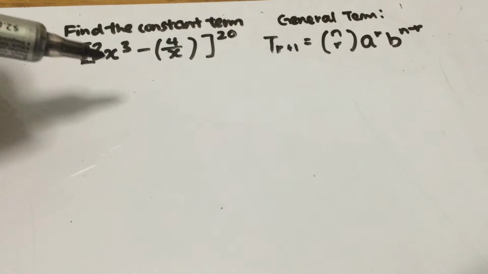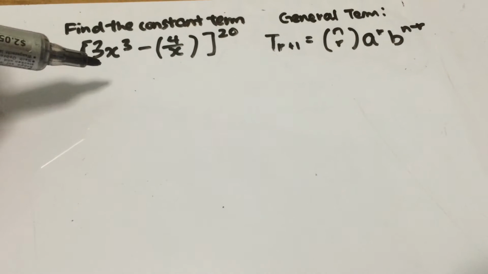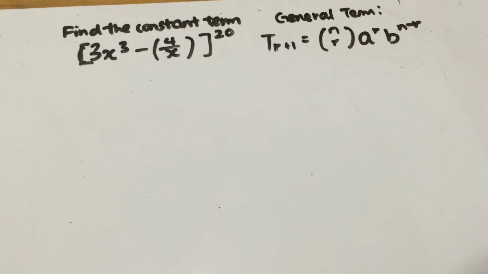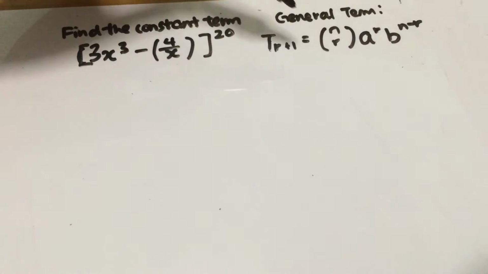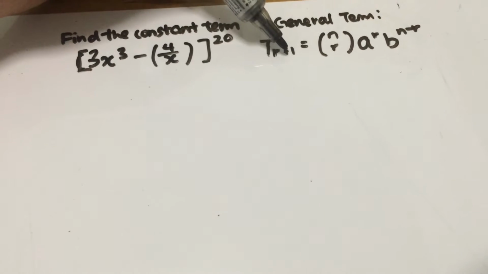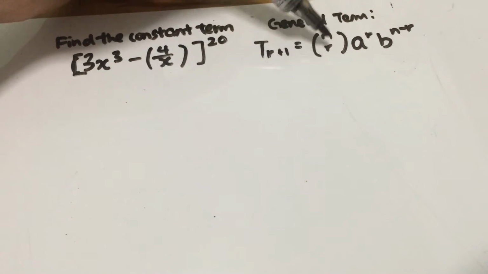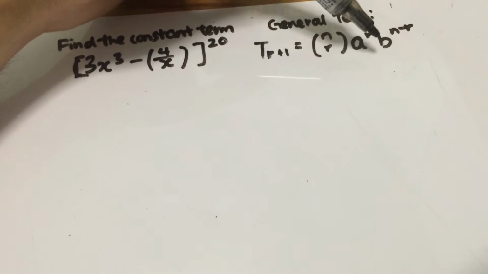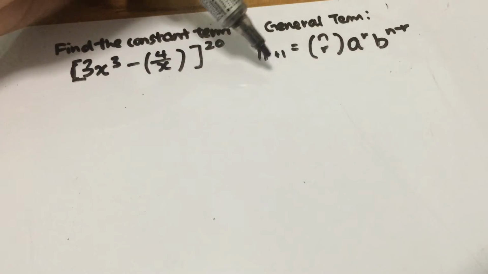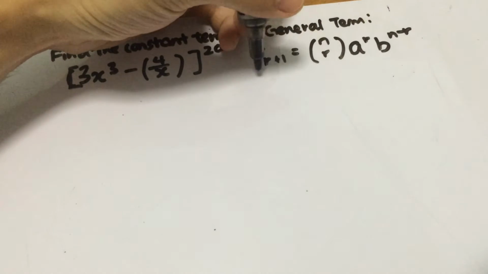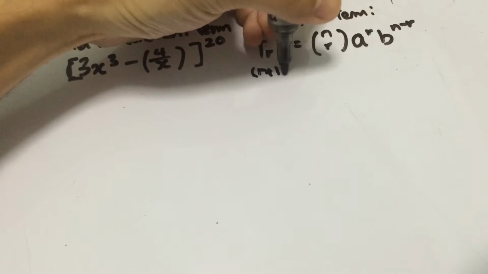Questions involving finding the constant terms, given a binomial expression. The idea of solving is to use the general term. For this case, let's recap, the general term is T_(r+1) equals n choose r, a to the power of r, and b to the power of n minus r. So r plus 1 is the term itself. This is the r plus 1 term.